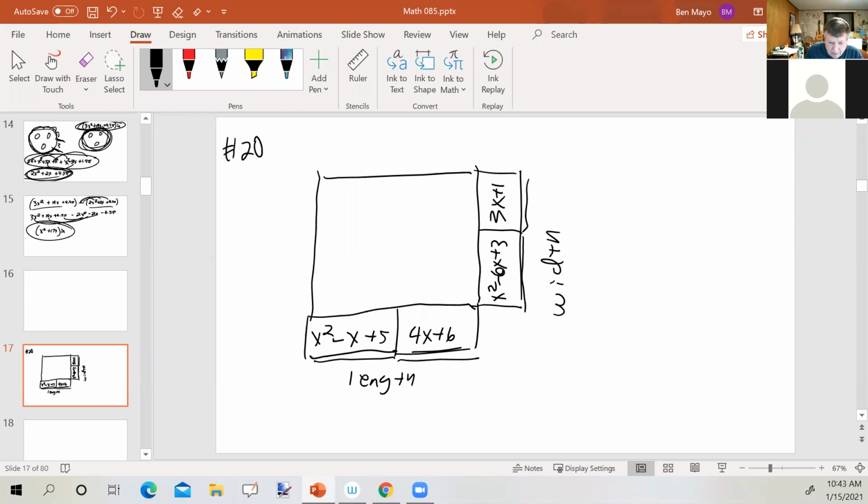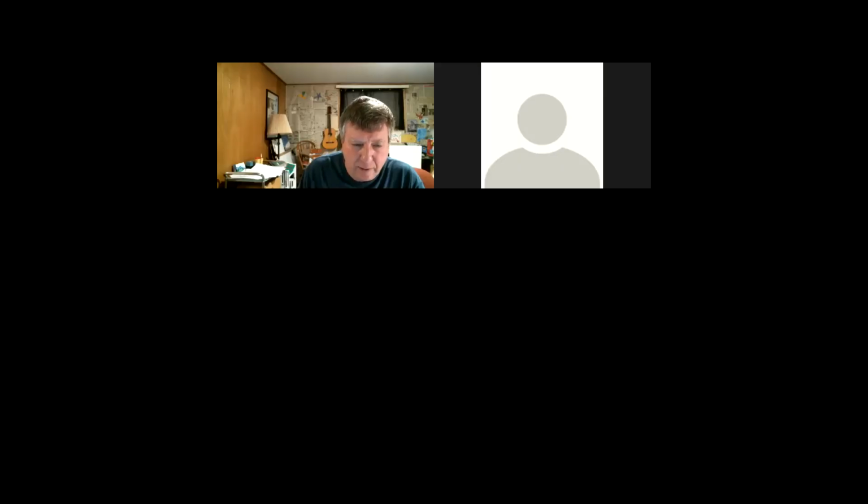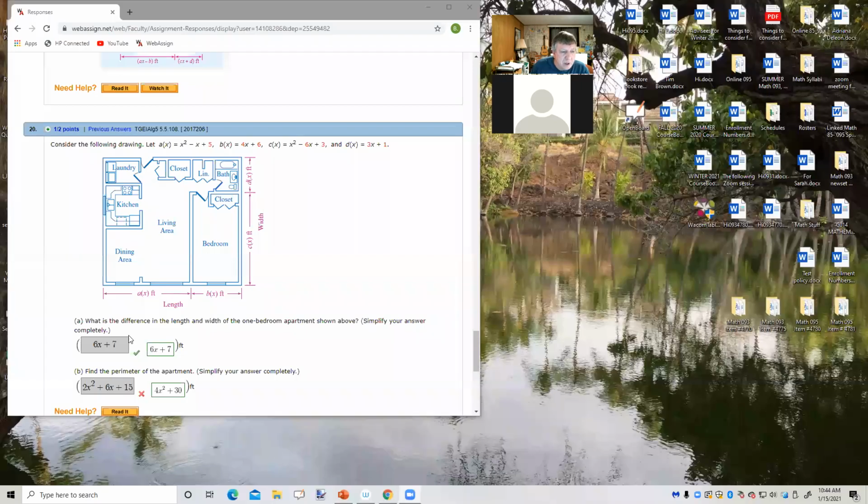All right, let's go back again and see what the questions are. The first question says, what is the difference in the length and the width of the one-bedroom apartment shown above? So we're going to take the total length minus the total width.